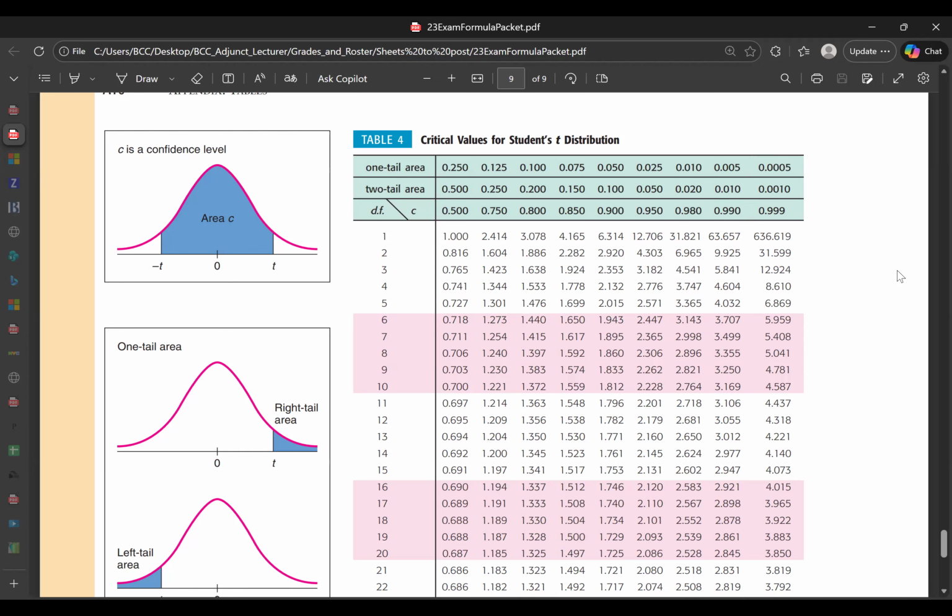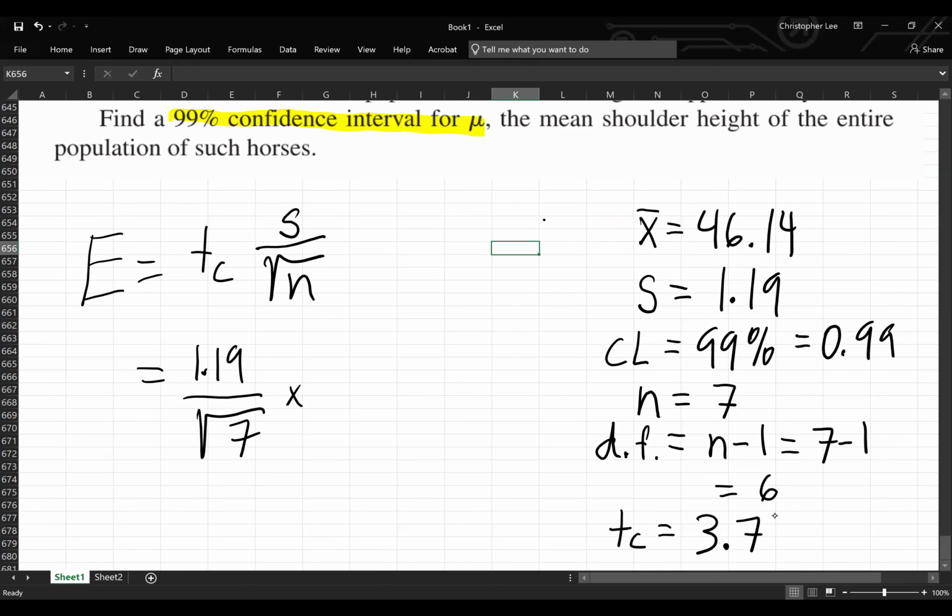How do I cancel this? You go to 6 for your degrees of freedom, and then at the top you have your 0.99. You just look at where they intersect, which is the 3.707. After that, just write it down. 3.707. Just write that in. After that, little calculator, boom, boom, boom, and we're good.